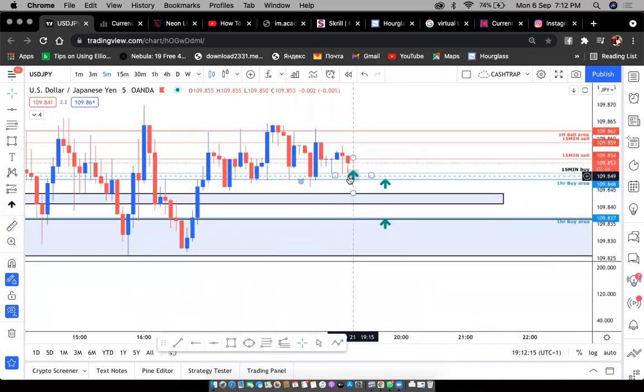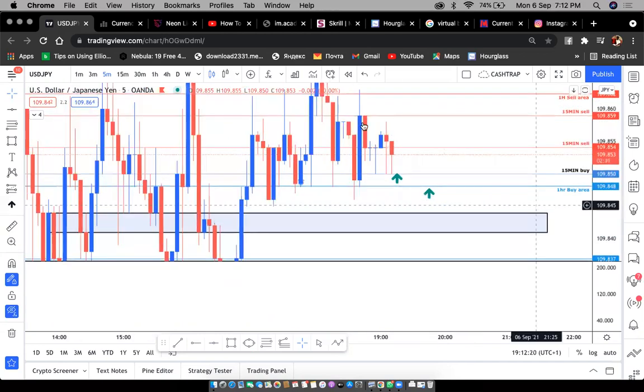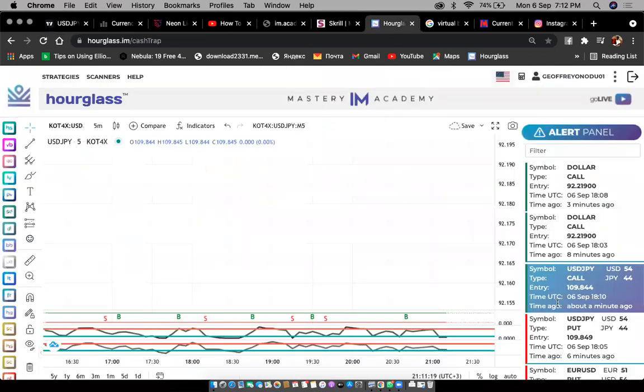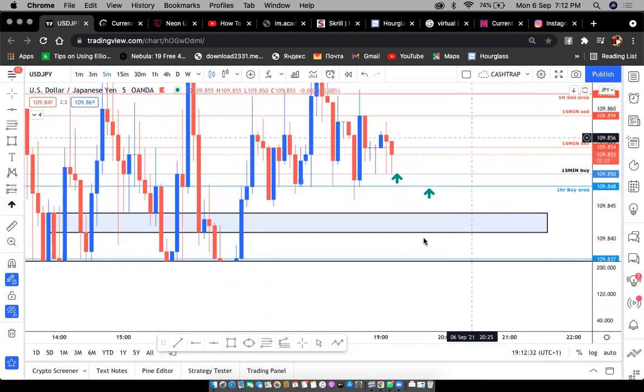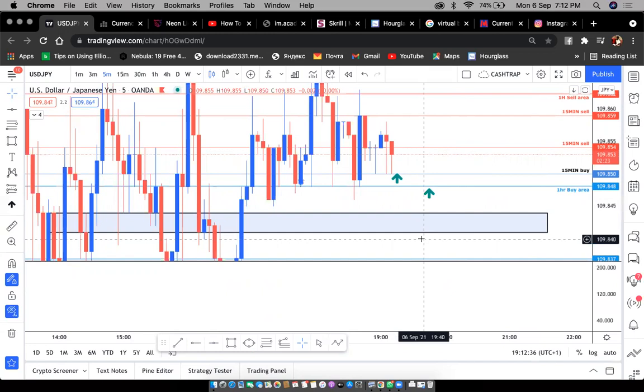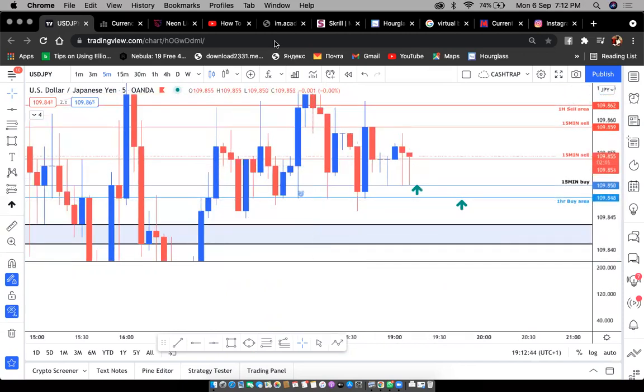So it hit your first price and it started going up. Can you see how it happened? Cash App gave you a call order. Currency strength was on your side. It was on your structure. And boom. If you enter that trade, a 3 minutes trade, you will be clearing in the next 25 seconds. Can you see how easy it is for you to take trades now?